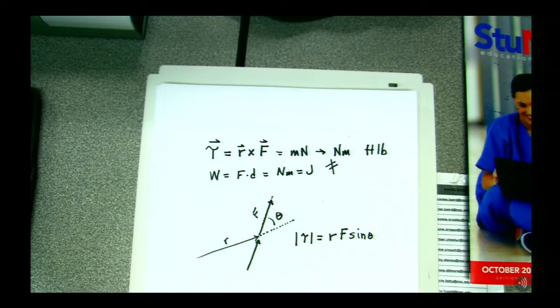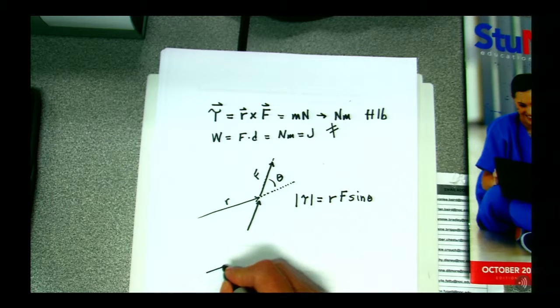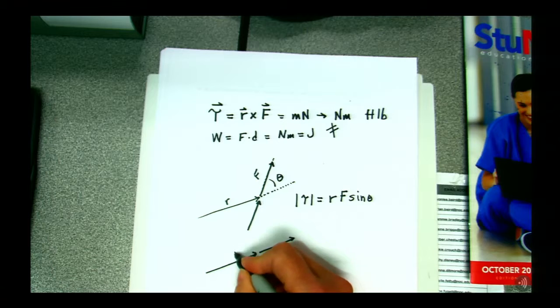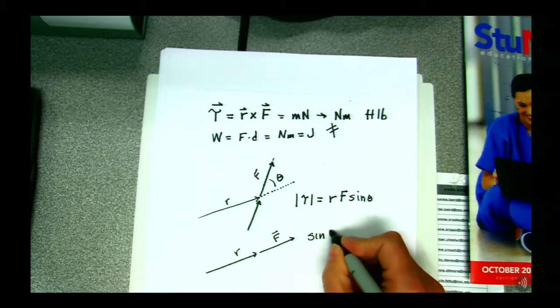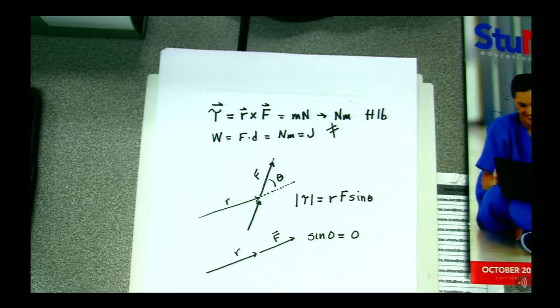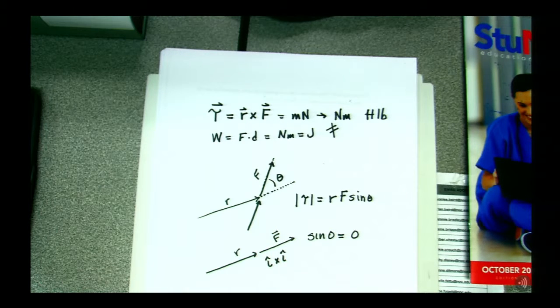And one of the things that we know is, if I have R and I have my force applied here, this is R and this is F, the sine of the angle is 0, which is going to equal 0. This becomes my I cross I. So if these are in the same direction, that's going to be 0.